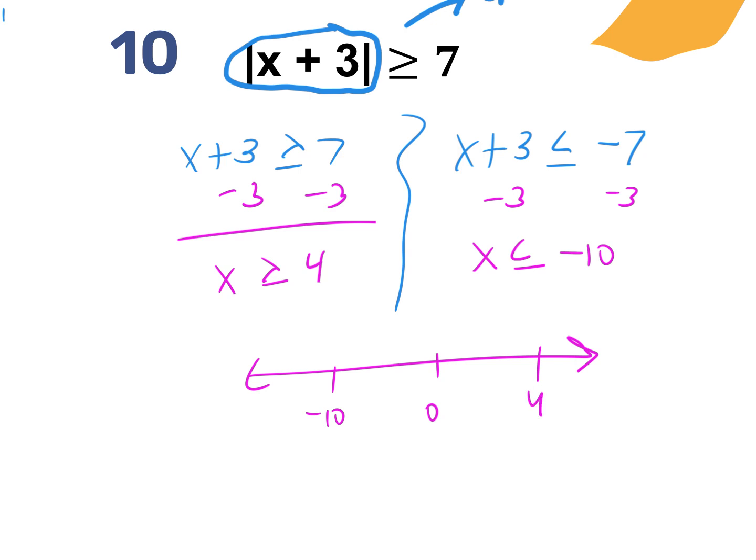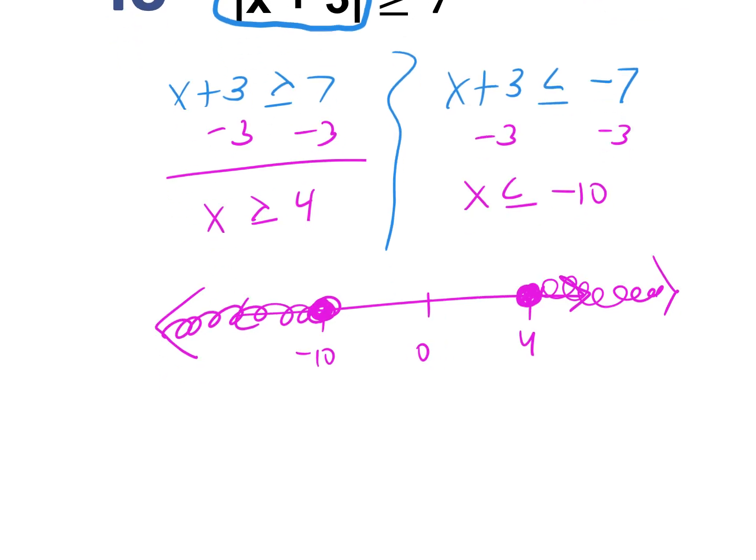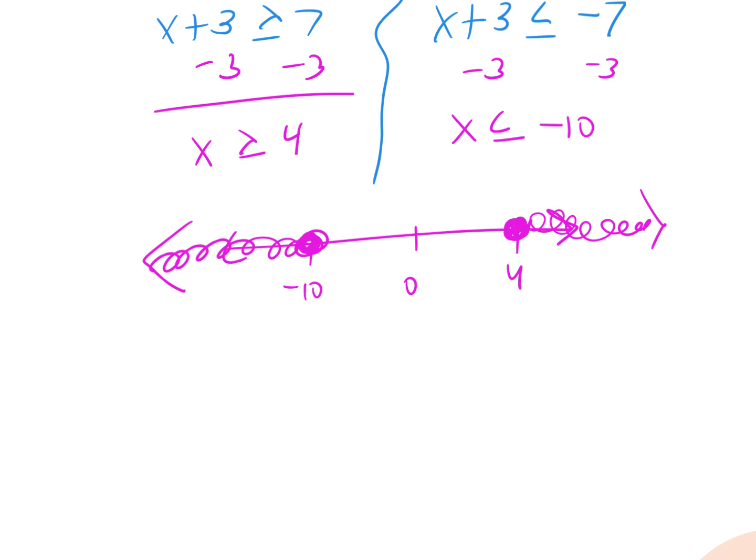What kind of dots do I have at both places? Good. Now read what this says. x is greater than or equal to 4. So 4 or bigger. That goes this way. And then the other one says x is less than or equal to negative 10. So everything's smaller. So what is our interval notation going to look like?